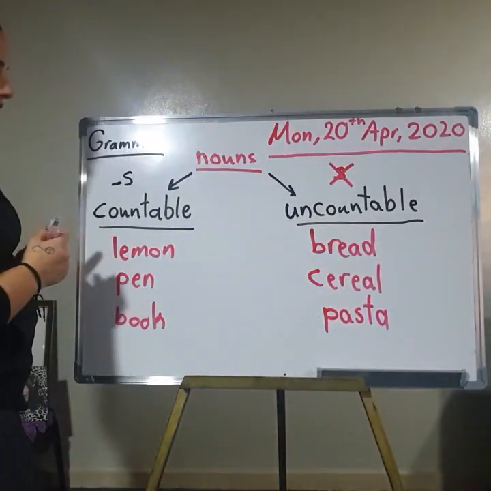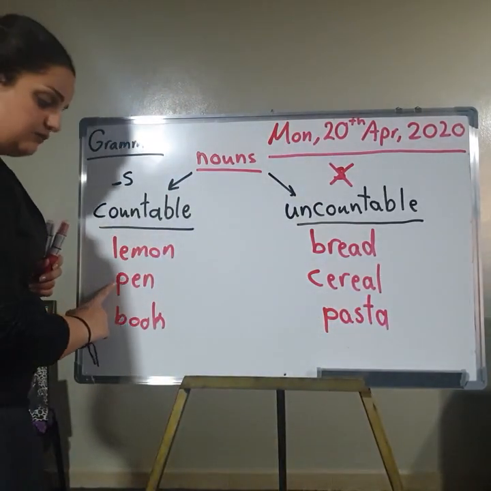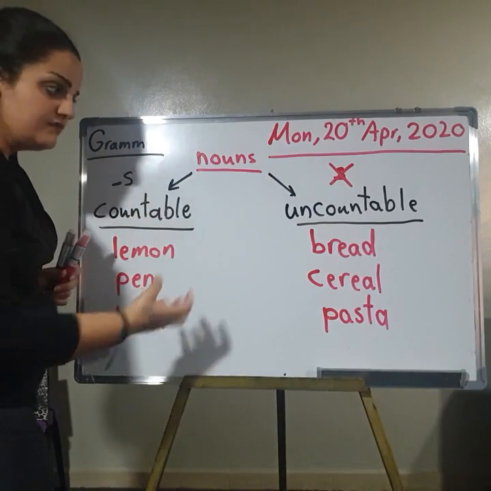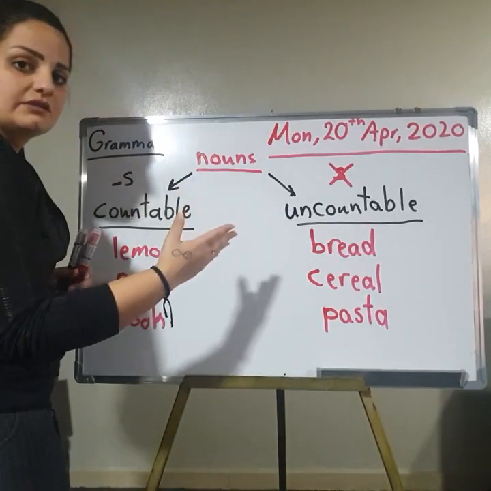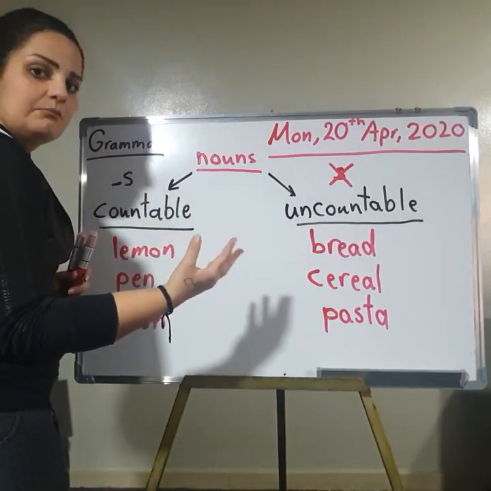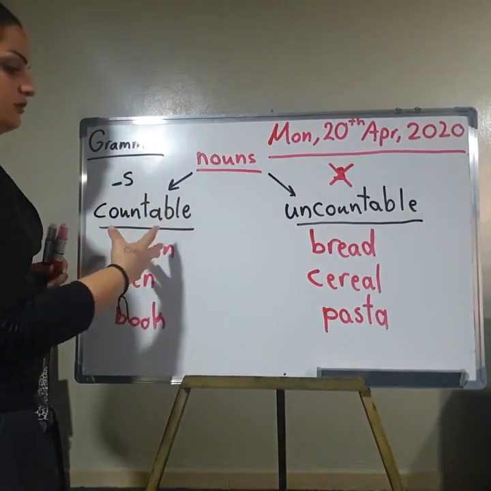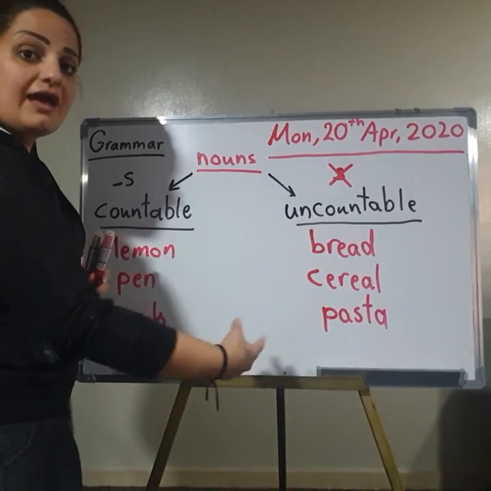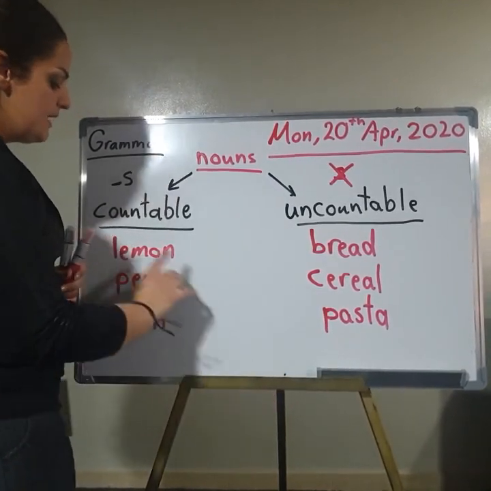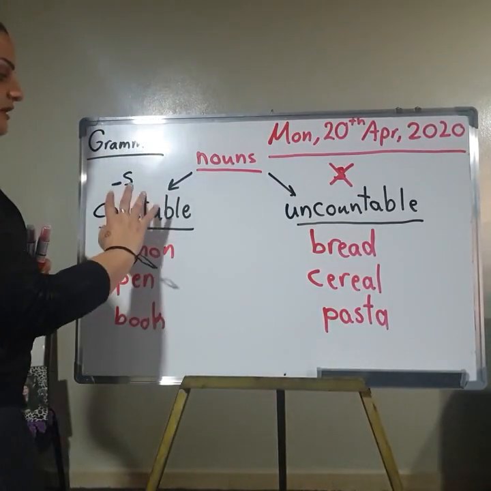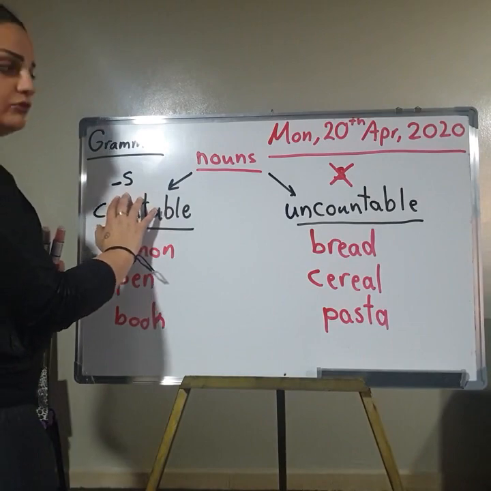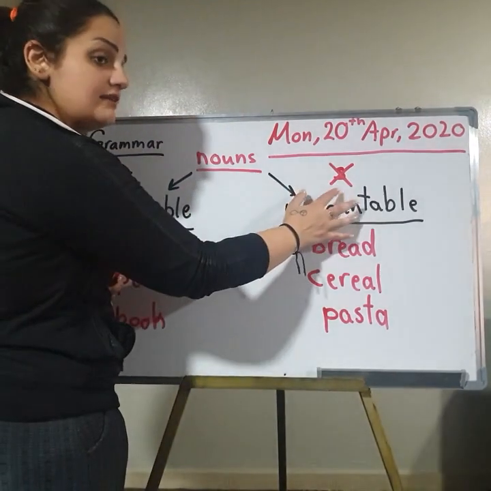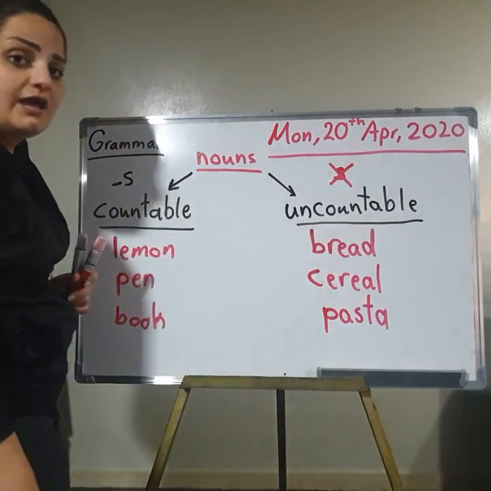Okay, so here I have countable nouns. I can count them by numbers, and here uncountable nouns, I cannot count them by their number. Okay, I can count them with other things. For example, pasta, I can say a pack of pasta. Okay, so the countable nouns, I can add to them the plural s, and the uncountable nouns, I cannot add to them the plural s.